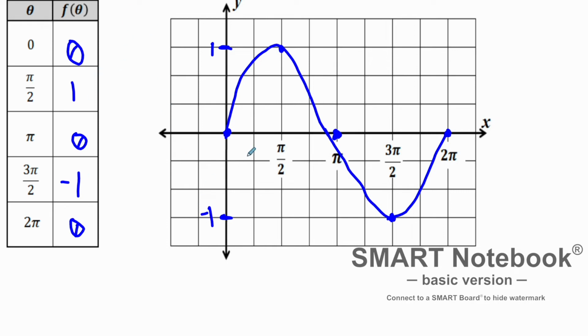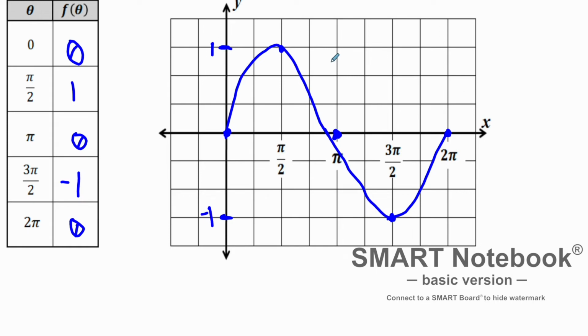And if you have your graphing calculator, you could type that function in, y equals sine x. Set your x min to 0 and your x max to 2 pi. Set your y min to negative 1 and your y max to 1. And you'll see a graph that looks exactly like this. Okay? But understand that this is not the whole function.